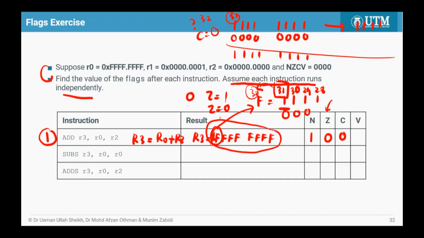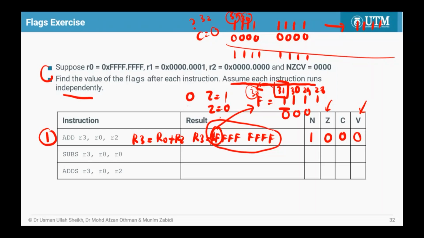What about your V flag? Is it 1 or no? How to determine the V flag? You need to look at bit 30. Is there any carry from bit 30 to bit 31? Since after you add this number there is no carry, and is there any carry from bit 31 to bit 32? No carry as well. So V equals 0. Okay, so this is the first result.